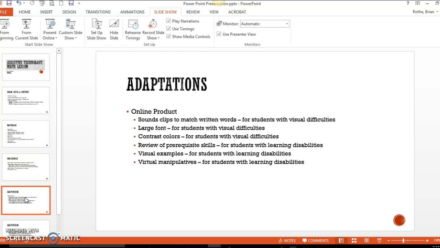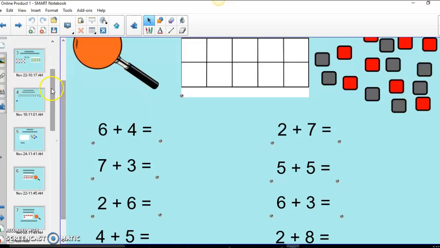Now to go through the online and offline product for the adaptations. Some of the adaptations that are contained in the online product are sound clips to match the written word for students with visual difficulties, large font for students with visual difficulties, and color contrast also for students with visual difficulties. And some of the adaptations that were made for students with learning disabilities are there's extra review of prerequisite skills. There are a lot of visuals and examples in there for the students, and there are virtual manipulatives for the students to work with. I'm going to show the online product and how that works.